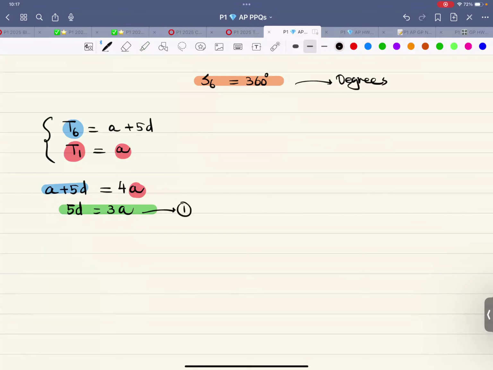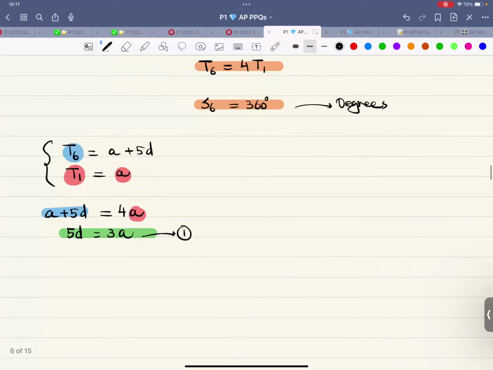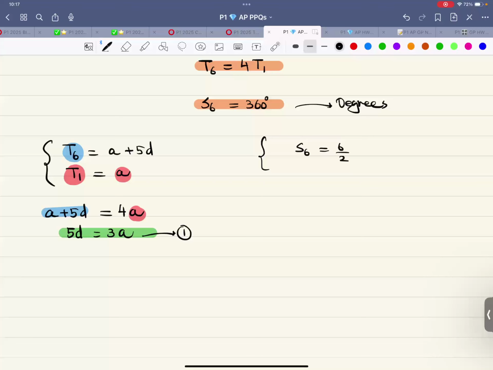All good, all clear? So now, what is the next thing? The S6. So sum of 6 terms is 360. Sum of 6 terms is 6 divided by 2, 2A plus n minus 1, which is 5D. Now, if I am quick in my thinking and if I have a sharp observation, what I feel is that this 5D, isn't this already equals to 3A? Yes, it is. So just replace it. S6 is 360 degrees.